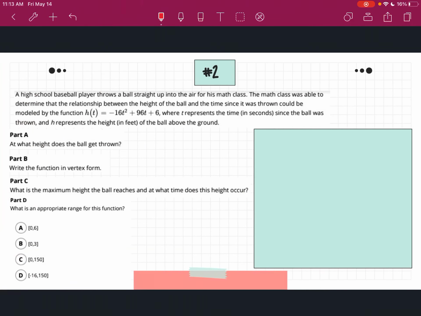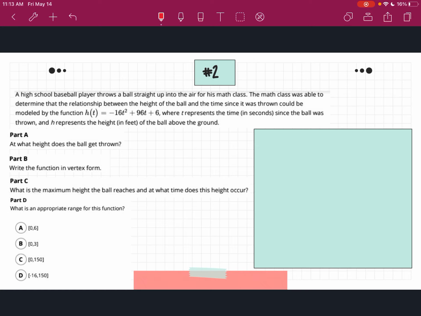All right, number 2. A high school baseball player throws a ball straight up into the air for his math class. The math class was able to determine that the relationship between the height of the ball and the time since it was thrown could be modeled by the function h of t equals -16t squared plus 96t plus 6, where t represents the time in seconds since the ball was thrown and h represents the height in feet of the ball above the ground.